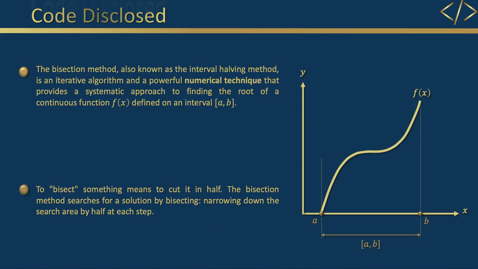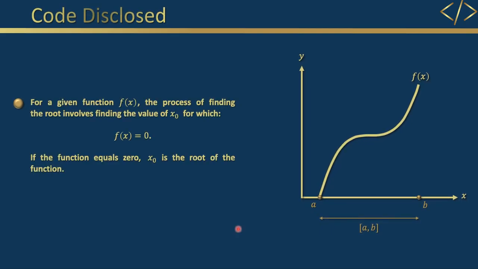All right, just a refresher. For a given function f(x), the process of finding the root involves finding the point x0 where our function equals 0. Once we find this point, then we've found our root.